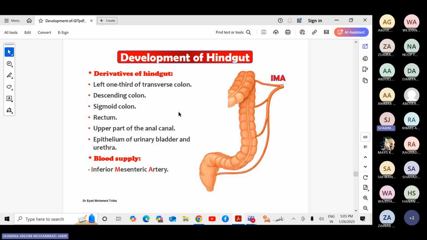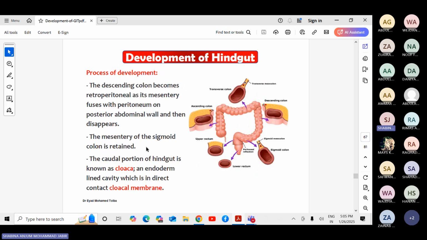Yes, so we have the hindgut, and I will finish it in just 5 to 6 months, because in the hindgut we have two things. What are the structures? The left one third of the transverse colon, descending colon, sigmoid, rectum, and upper part of the anal canal. You will find that the urinary bladder and urethra also develop from the hindgut. So I will just give you one review. I will not tell you everything.